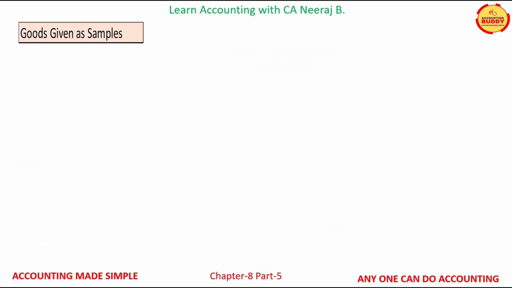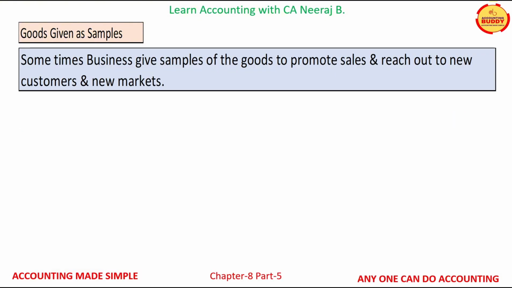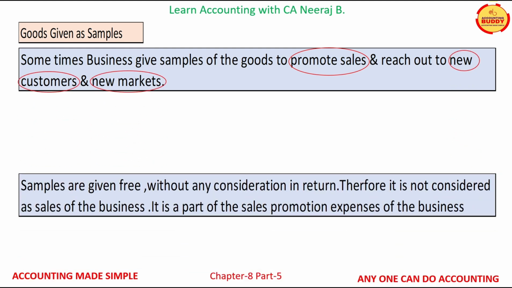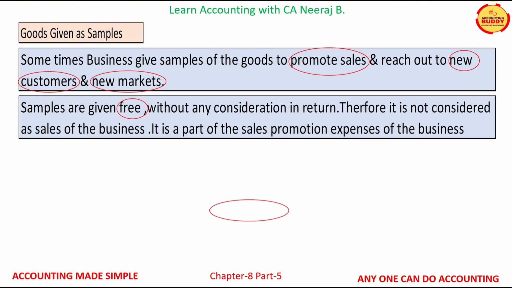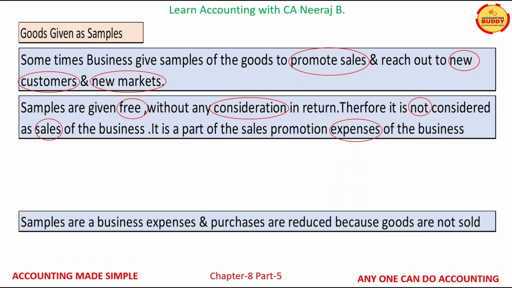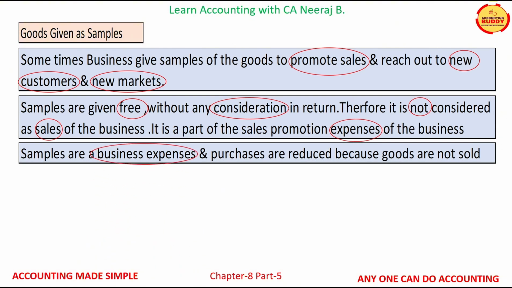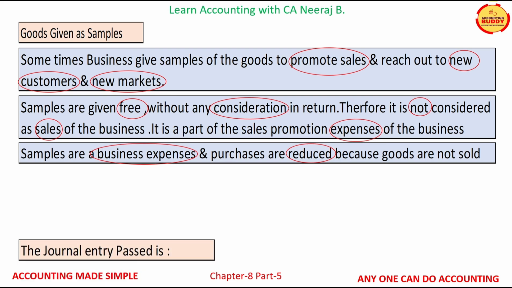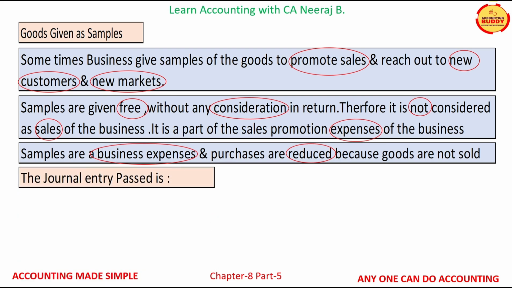Let us now learn the business scenario when the goods are given as samples and its journal entry. Sometimes business gives samples of goods to promote sales and to reach out to new customers and new markets. Samples are given free without any consideration in return. Therefore, it is not considered as sales of the business. It is a part of the sales promotion expenses of the business. Samples are a business expense and the purchases are reduced because the goods are not sold. Below journal entry is passed when the goods are given as samples.